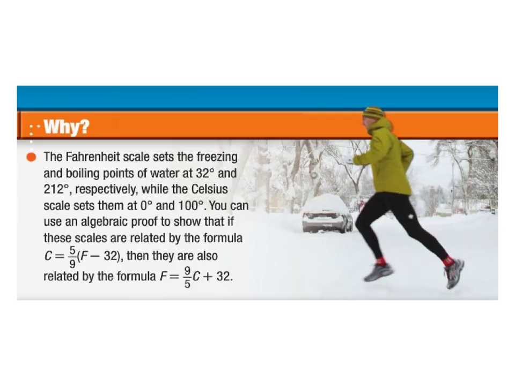You can use an algebraic proof to show that if these scales are related by this formula, Celsius equals 5/9 times F minus 32, then they're also related by the formula Fahrenheit equals 9/5 Celsius plus 32, alright? And this probably won't make a lot of sense right now, but hopefully by the end of this lesson you'll see how we can do this.